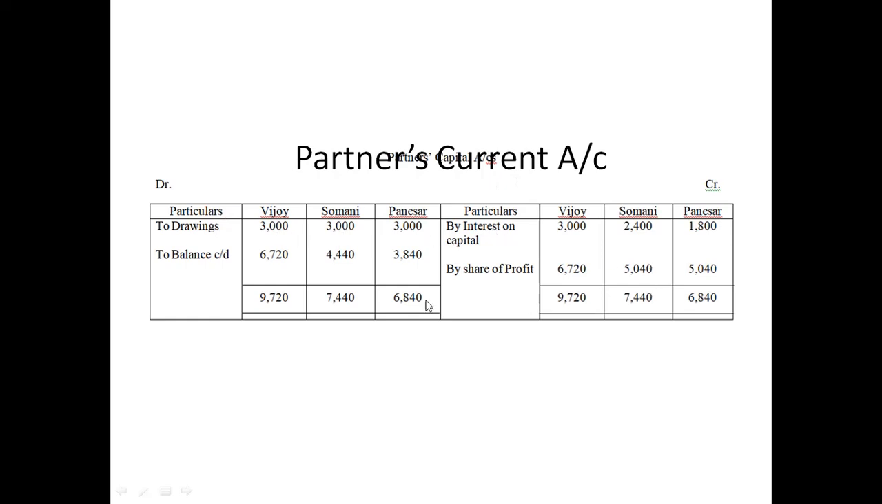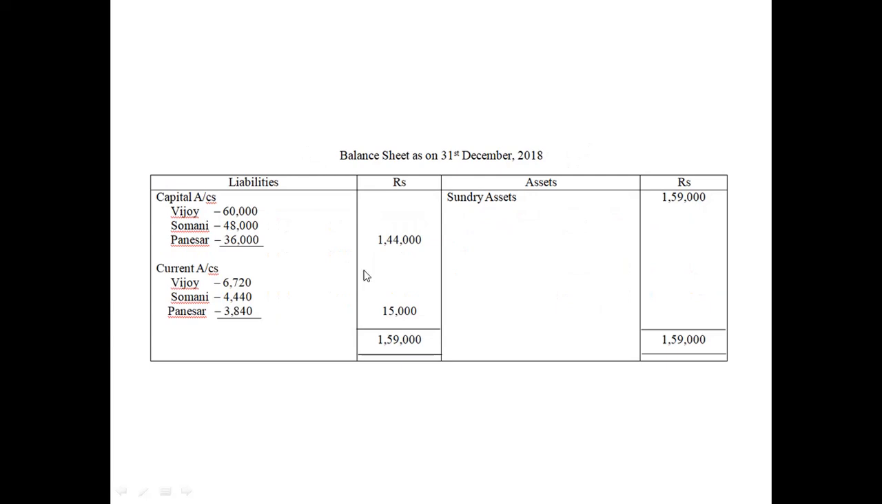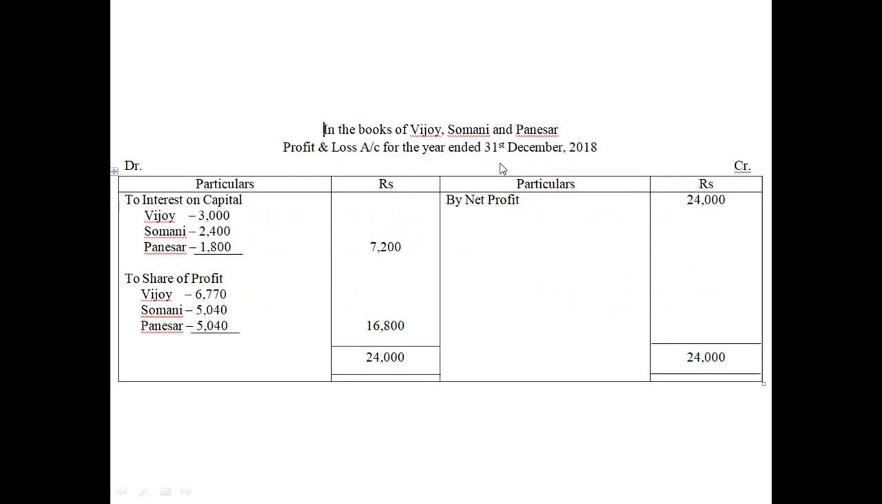Now find the balance here. To balance c/d, 6,720 for Bijoy, for Somani it is 4,440, and for Panesar we have 3,840. So now we have the balance of the partners' current account. In the year 31st December 2019, we can start with this balance. After this, now prepare the balance sheet for the year ended 31st December 2018. Remember, we are still in this first year, 2018.